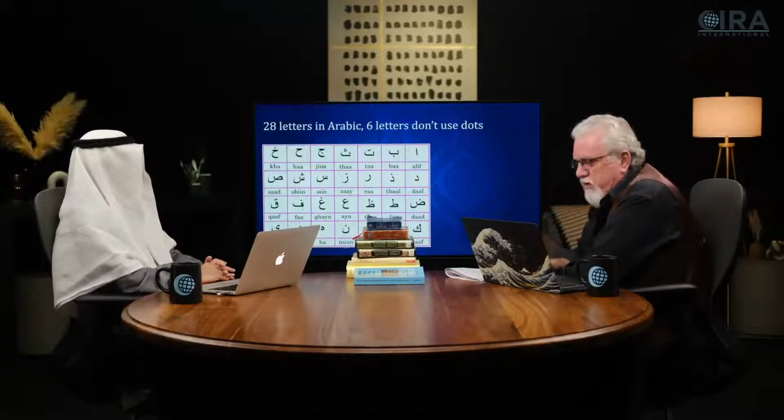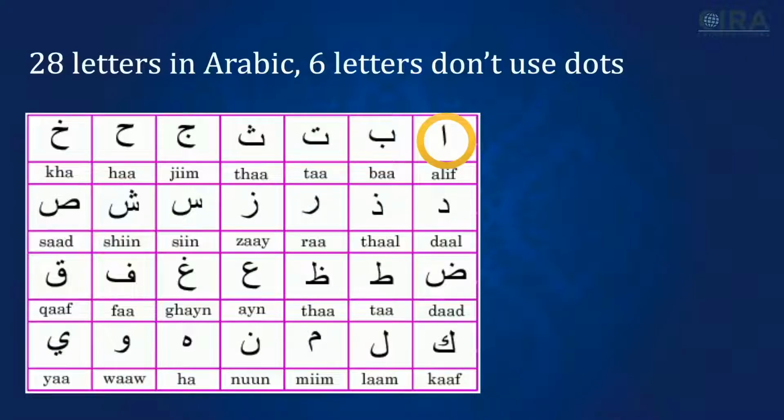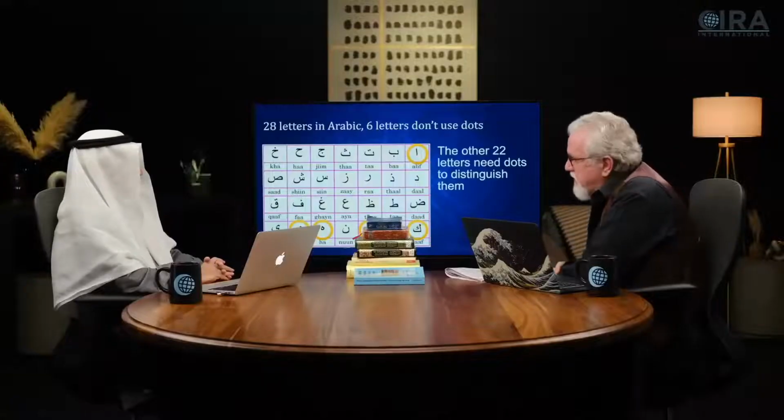Okay, there are 6 letters, however, that don't use dots. Let me just point them out, and as I do, I want you to read each one. So the first one is that one there. What's that? That's Alif. Okay, that's the ah sound, right? Right. What's this one down here? Kaf. That's the kaf, okay? What's this one here? Lam. Okay. What's this one here? Mim. Okay. What's this one here? Ha. And then what's this one here? Wow. Okay, so those are the 6, right? You notice there's no dots with any of them. Correct. Of the other 22, you have to have dots.